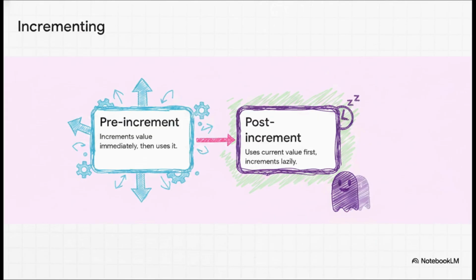It essentially says, I'll give you the current value to use in your equation right now, and I'll quietly add one to myself in the background for later. You really want to keep that laziness in mind, because it's definitely going to come back to haunt us.